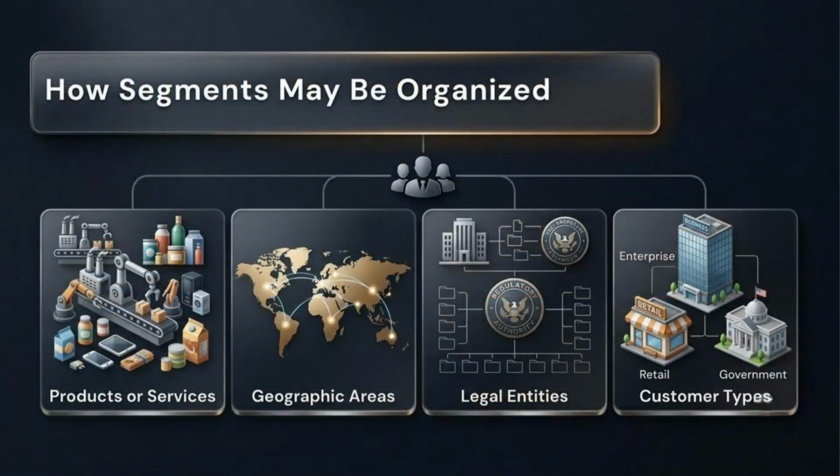Segments may be organized in different ways because the standard follows management structure. One company may manage by product lines such as hardware, software, and services. Another may manage by geography such as domestic, Europe, and Asia. Another may manage through legal entities or customer channels such as enterprise, government, and retail. The correct structure is not the one that looks neatest on paper. The correct structure is the one that reflects how management actually reviews performance and allocates resources.